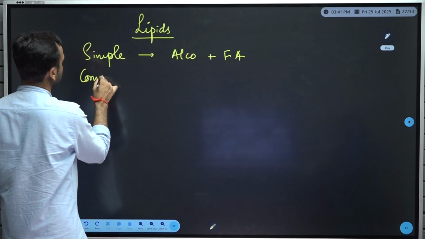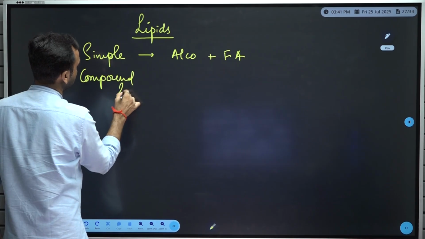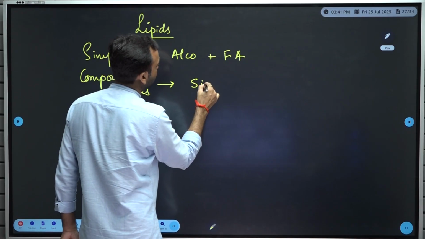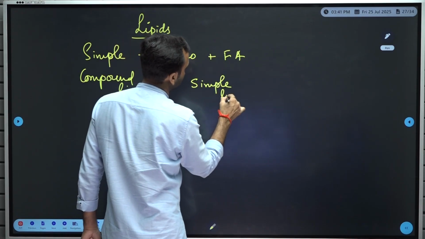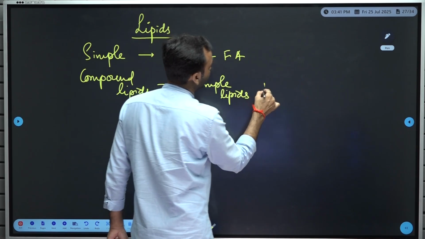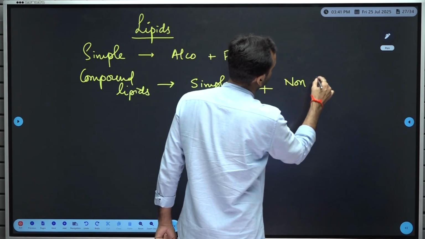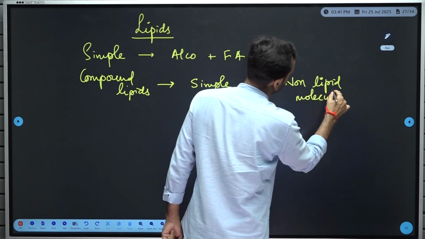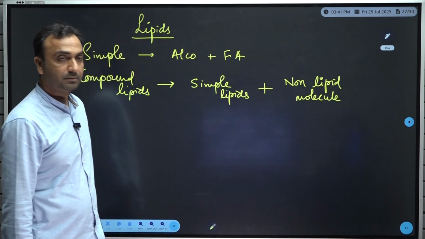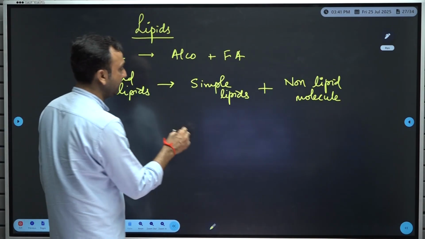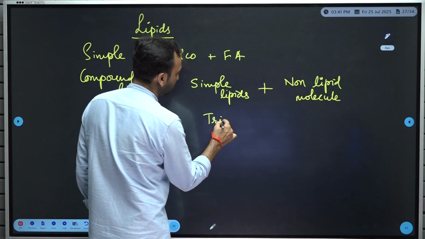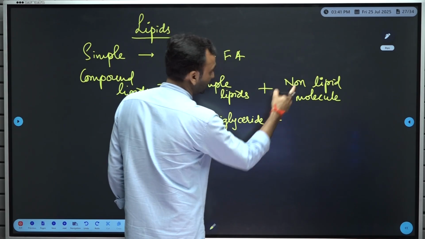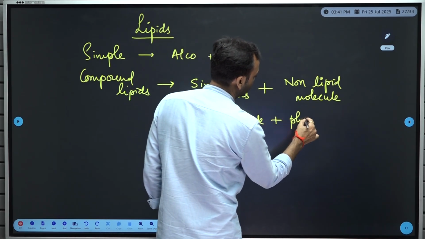Compound lipid, they have number one, simple lipid plus non-lipid part. Non-lipid molecule. So any simple lipid, say for example triglyceride, plus non-lipid, I am adding phosphate.